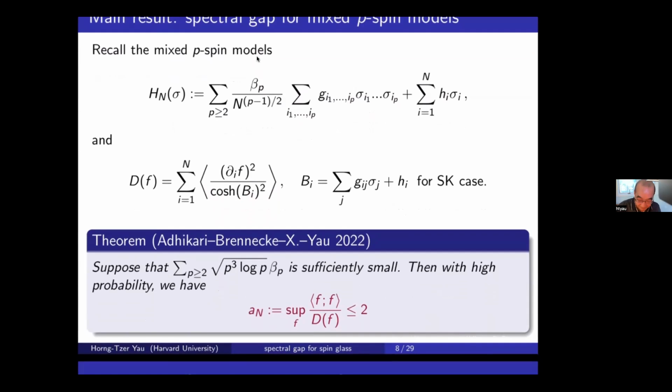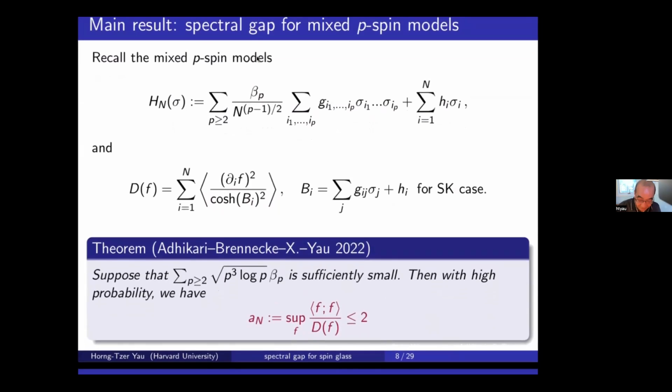Now the result is, with high probability, if this temperature factor is sufficiently small, then for any edge, this is also for any edge, by the way, for all edges, you find the spectral gap inequality holds.